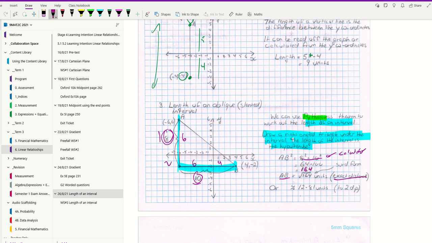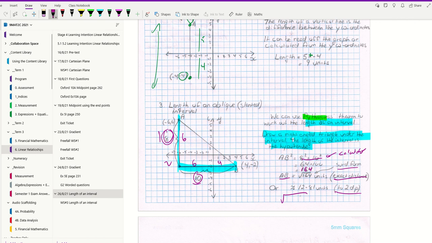If you're asked to leave it as an exact distance or to leave it in surd form, that's your answer, square root of 164. If you're asked to give it to 2 decimal places, for instance, then we use the square root function in our calculator, and I get 12.81 units.